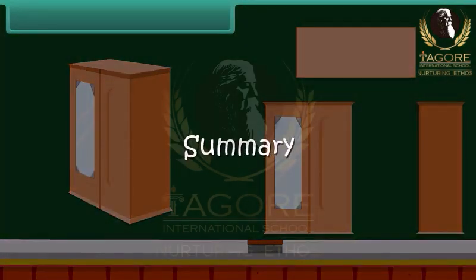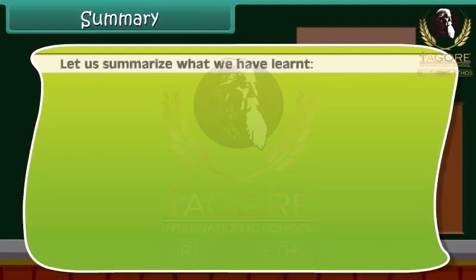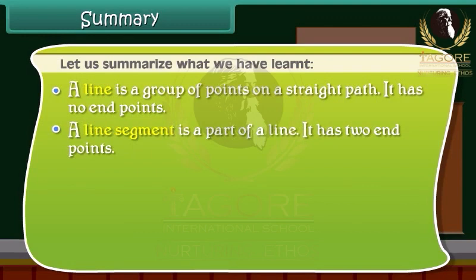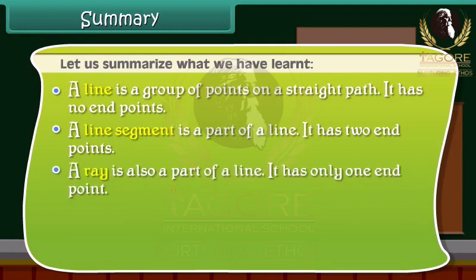Summary. Let us summarize what we have learned. A line is a group of points on a straight path. It has no end points. A line segment is a part of a line. It has two end points. A ray is also a part of a line. It has only one end point.